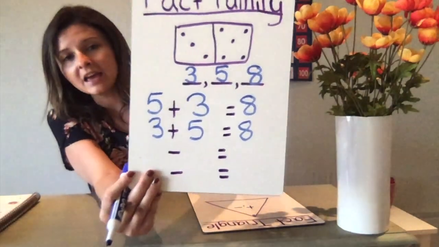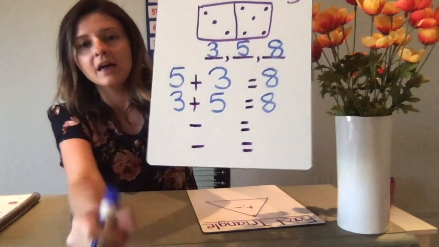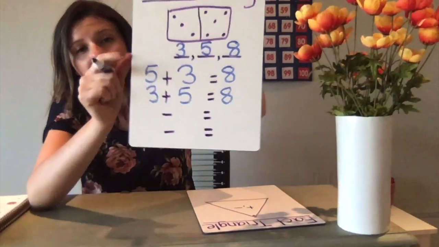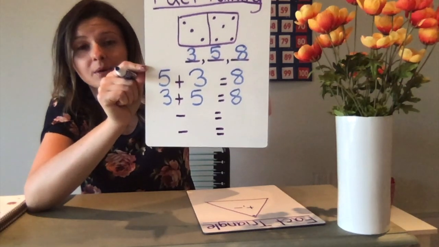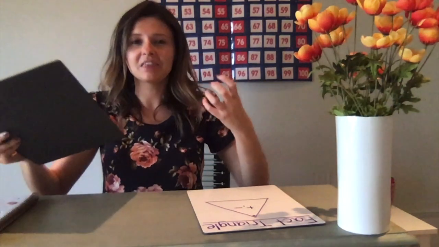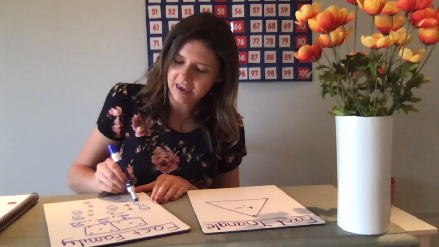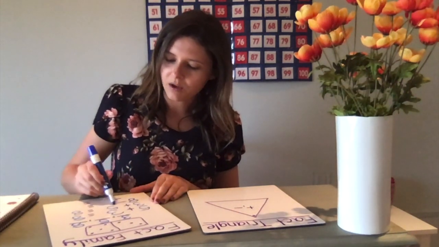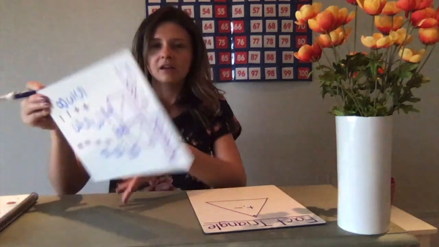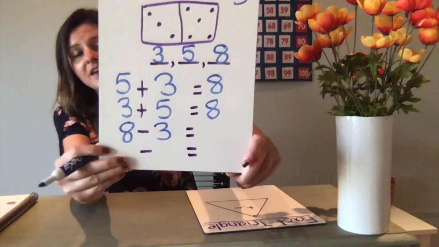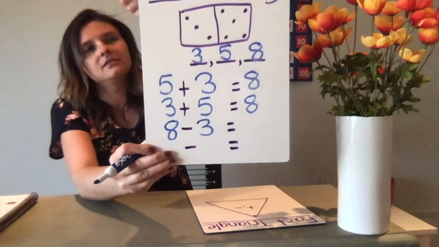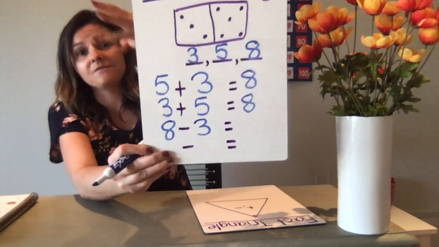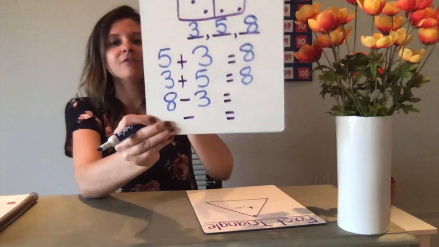So now for my takeaway problems down below, I need to use the biggest number from my fact family to start with. So you need the most amount of things to start with if you're going to be taking some away. So I'm going to start with 8. I'll take away 3. And to solve 8 take away 3, I could count back. 8, 7, 6, 5. 5.